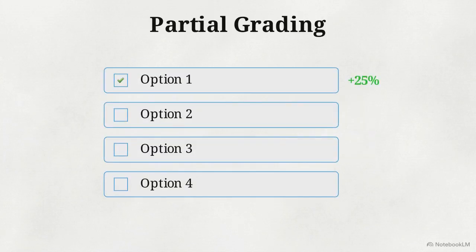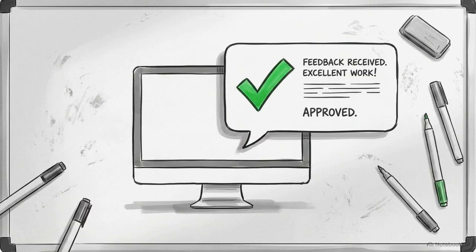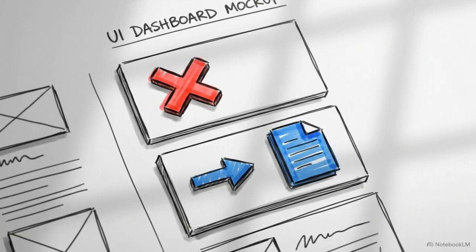Partial grading awards fractional points if a learner identifies 3 out of 4 correct options. Custom grading allows you to assign specific point values to individual answers. This is critical for compliance assessments, where certain errors carry heavier consequences. You can also set up automated feedback for every answer. If a learner gets a question wrong, they immediately see an explanation or a link to the correct training material.